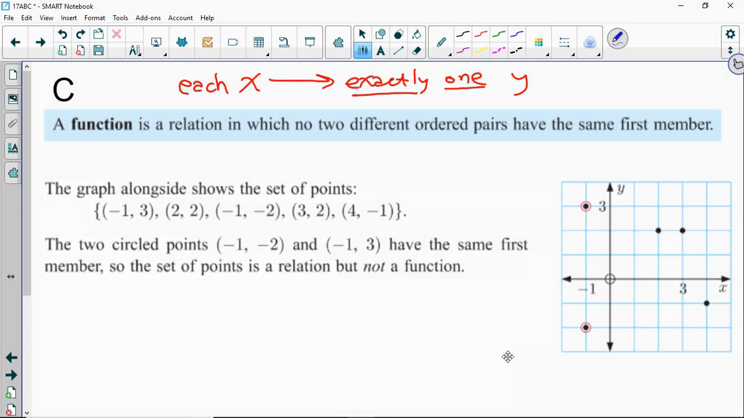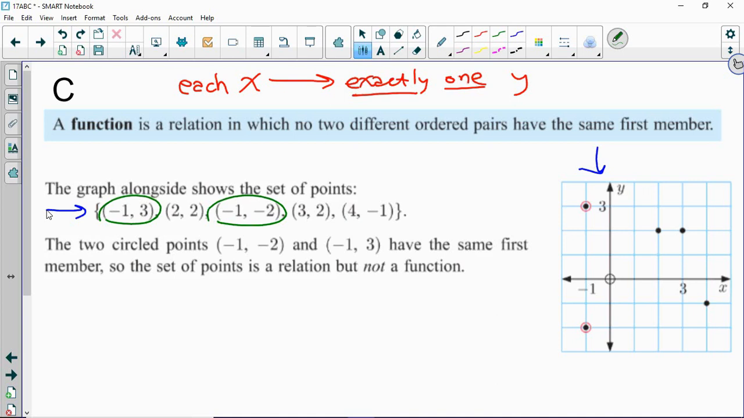So we see in the example below, either by looking at the list of points or by looking at the graph, that there are 2 points which have a particular x value being matched up with 2 different y values. We see -1, 3 and -1, -2.